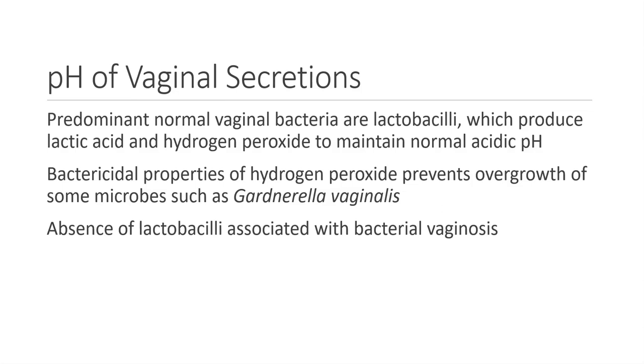The predominant normal vaginal bacteria or normal flora are lactobacilli, which produce lactic acid and hydrogen peroxide to maintain the normal acidic pH in the vagina. The bactericidal properties of hydrogen peroxide prevent overgrowth of some microbes such as Gardnerella vaginalis. So this can be found as normal flora but in very small numbers. The absence of lactobacilli is associated with bacterial vaginosis.